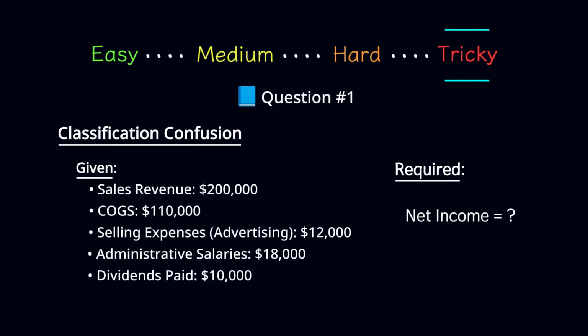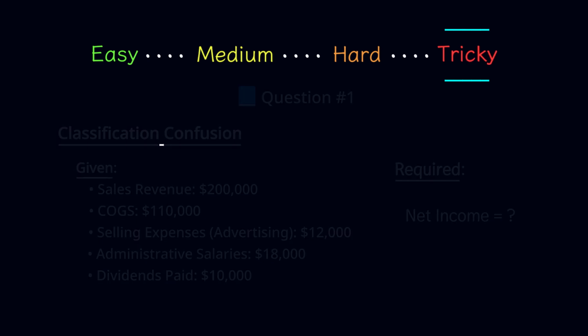Classification confusion. A company reports sales revenue of $200,000. Cost of goods sold is $110,000. Selling expenses include advertising of $12,000. Administrative salaries total $18,000, and dividends paid were $10,000. The question asks for net income. Now pause, because this is where many students fall into the trap. Dividends are not an expense. They never appear on the income statement, so we ignore them completely.